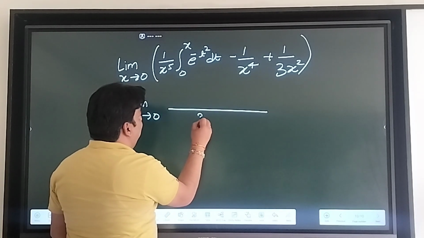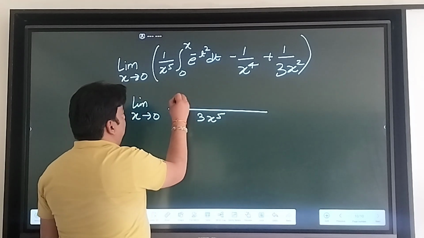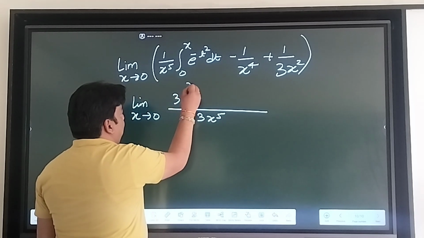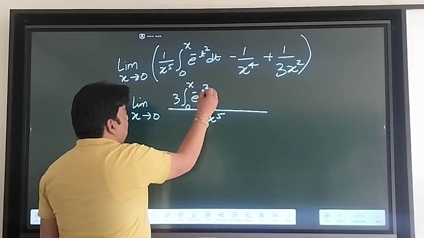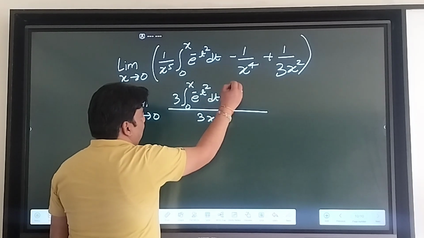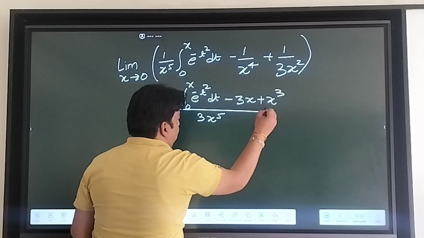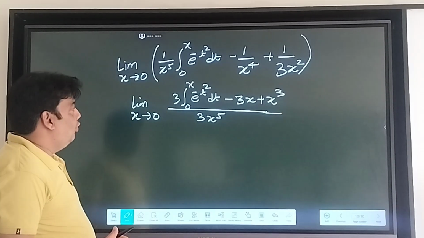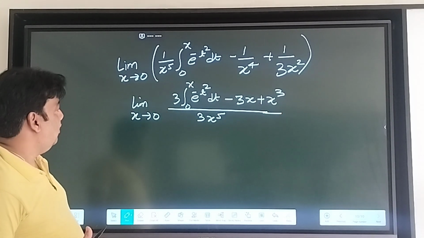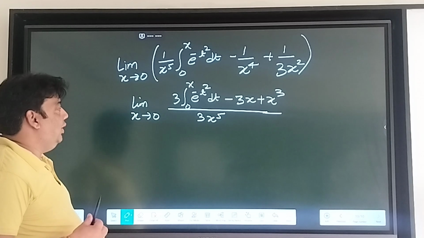LCM would be 3 x to the power 5. So it will become 3 times the integral 0 to x e to the power minus t square dt minus, this would become 3x and this would become x cube. This is 3x squared, so we will be left with x cube.